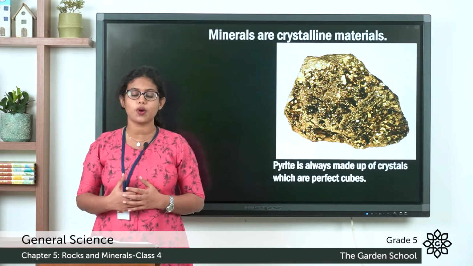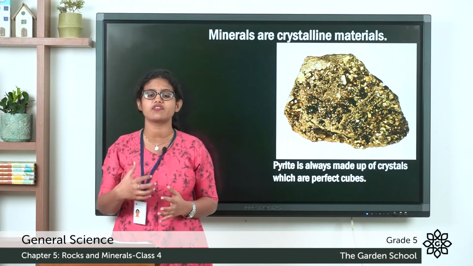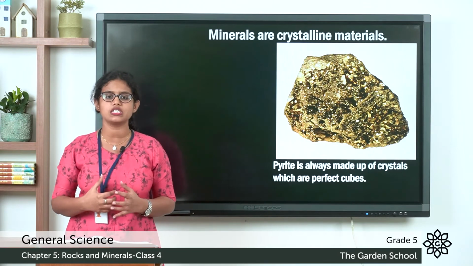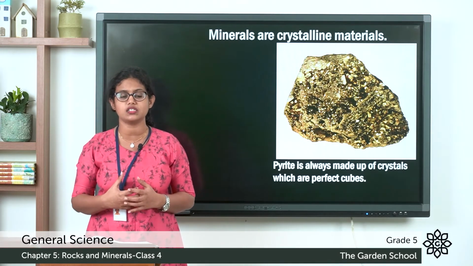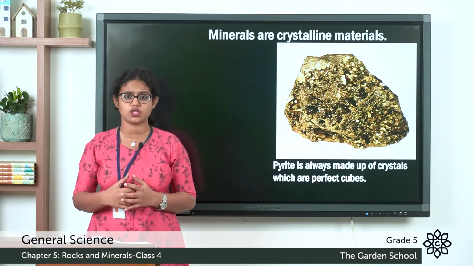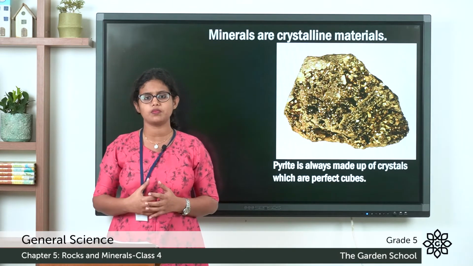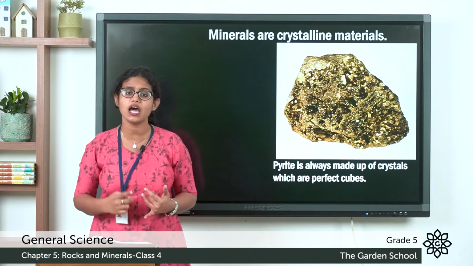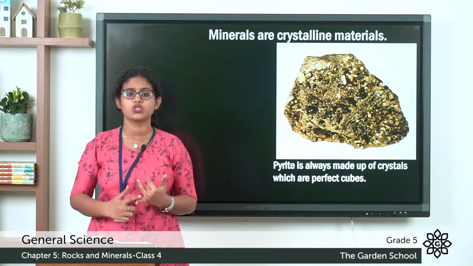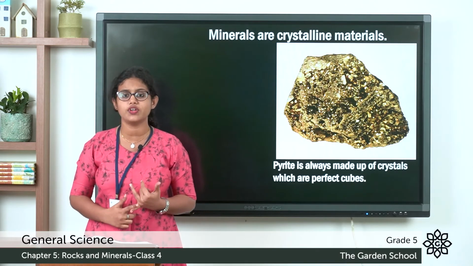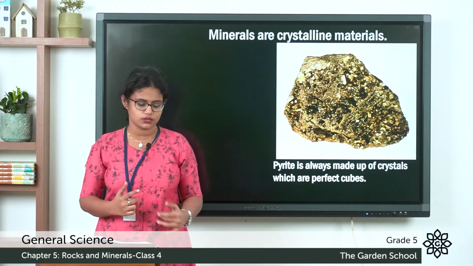So then the next one is, there are some minerals which have impurities. Impurities means sometimes it contains sand, rocks, etc. And first of all these impurities will be cleaned from the minerals. So minerals are crystalline materials, which means they have a definite shape and pattern.